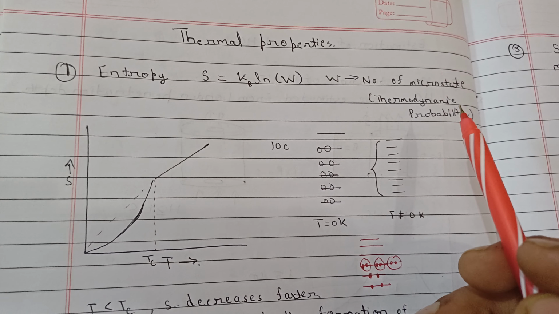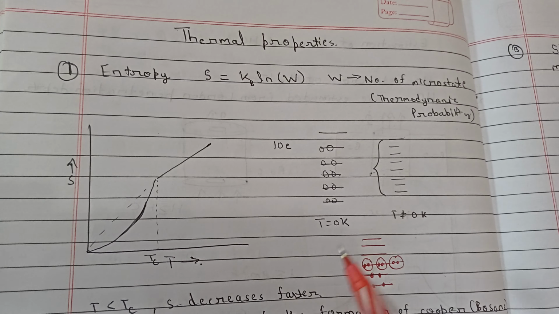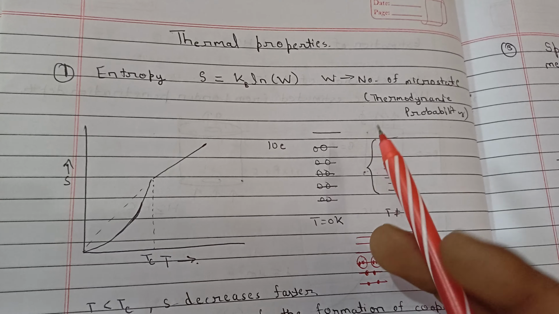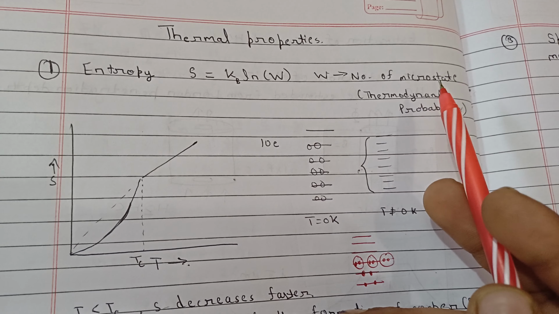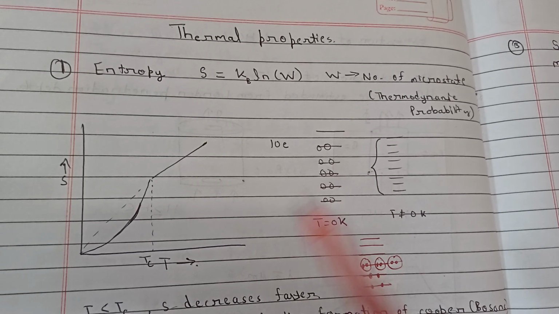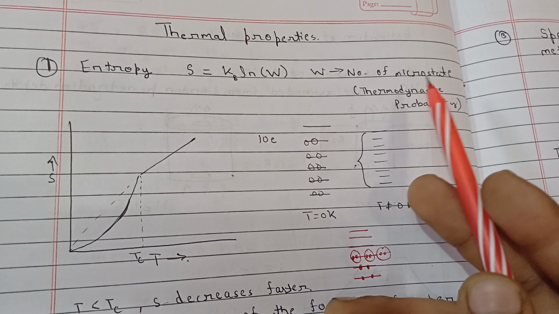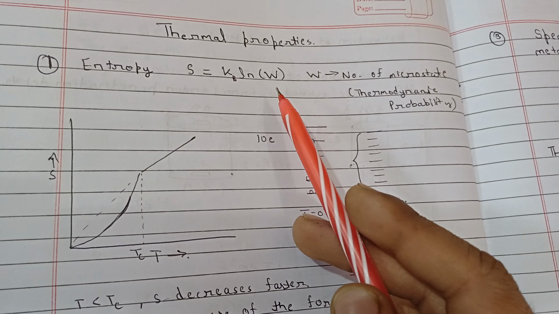So what is the number of microstates? It is simple. If there are n particles, then the number of ways they can be arranged is given as the number of microstates. They can be arranged in many ways in the energy states, or whatever state it can be. That number is called the thermodynamic probability, or W.